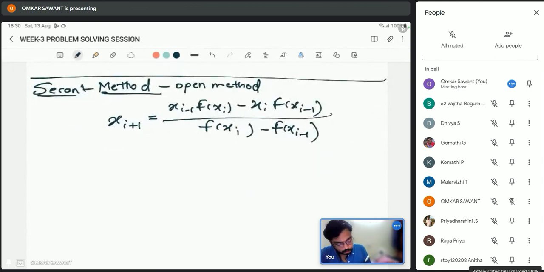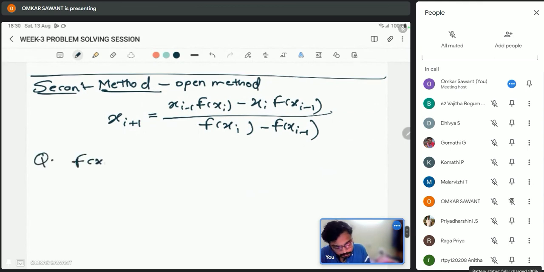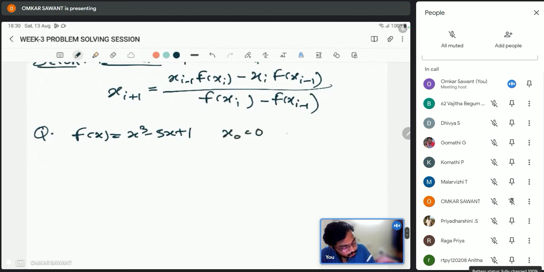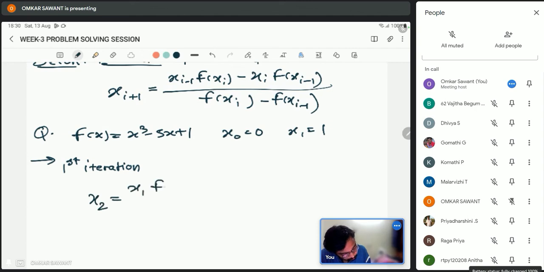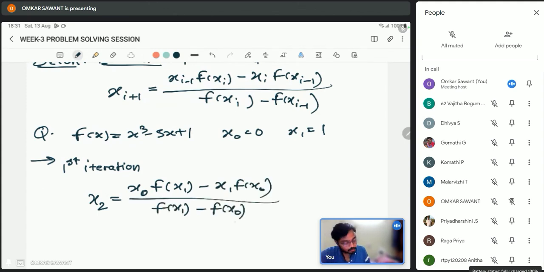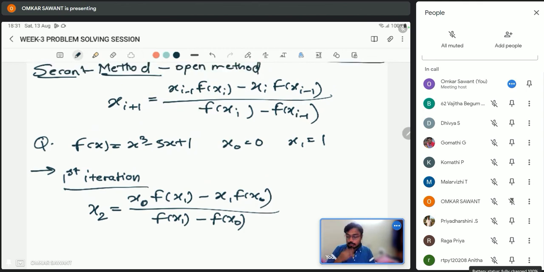So the question is f of x is x cube minus 5x plus 1. This is a non-linear equation. The initial guesses are 0 and 1. For the first iteration we will get the value x2, which is x0 f of x1 minus x1 f of x0 upon f of x1 minus f of x0. Are you following this? Getting this from the formula? Okay, this is the first iteration.